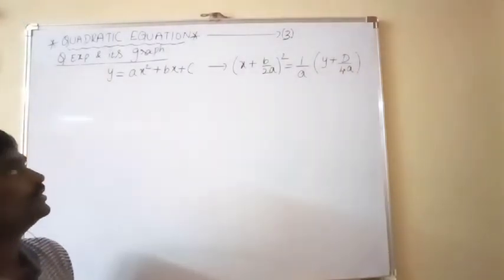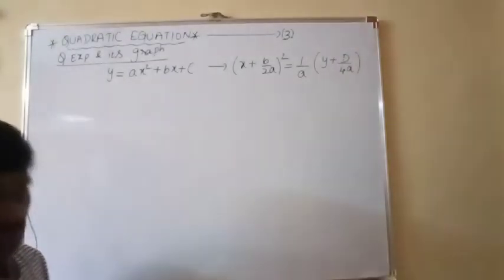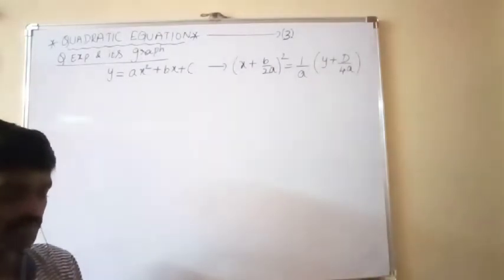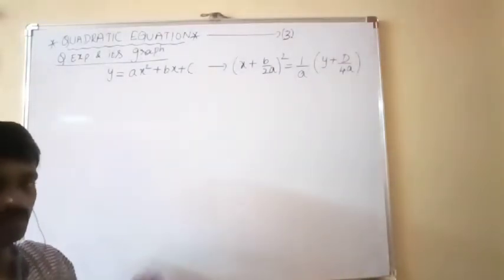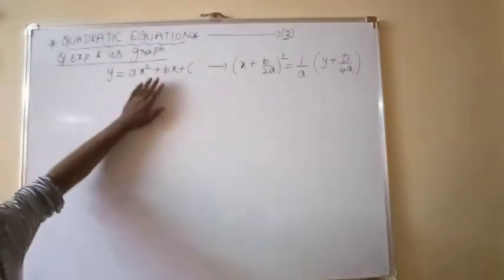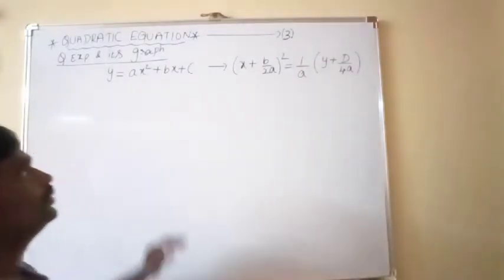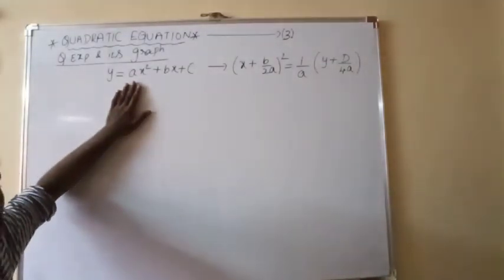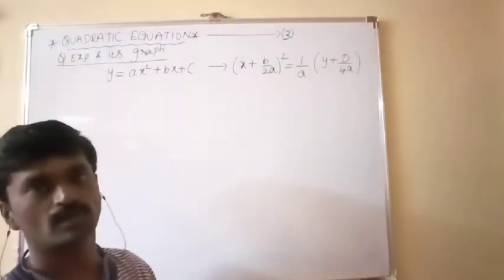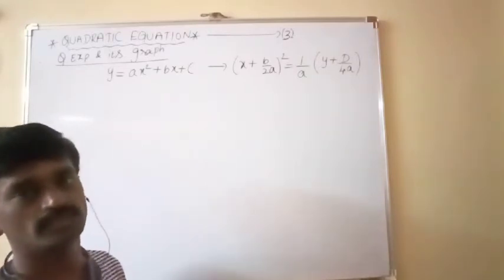Now here, for different values of a, b, c, the graph of y is equal to ax square plus bx plus c can be plotted in the following 6 different ways. So for different values of a, b, c, we can plot the graph of this quadratic expression into 6 different cases, depending on the constants a, b, c values.